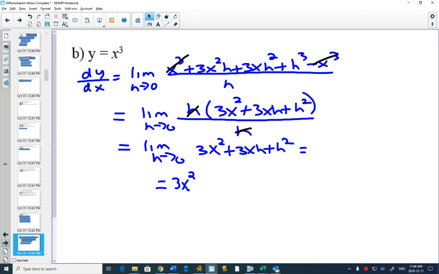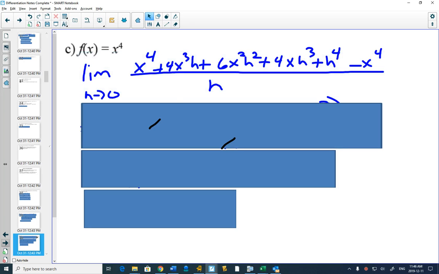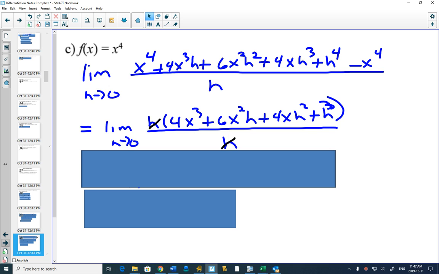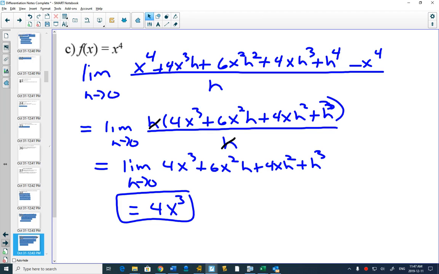Okay? So x squared became 2x. X cubed became 3x squared. X to the 4. This is now starting to be a little painful with the definition. Okay, I used Pascal's triangle to do that quickly. You still get, in an x to the 4, 5 terms when you expand it. Things cancel out, factor out your h, plug in h equals 0, and you get 4x cubed.